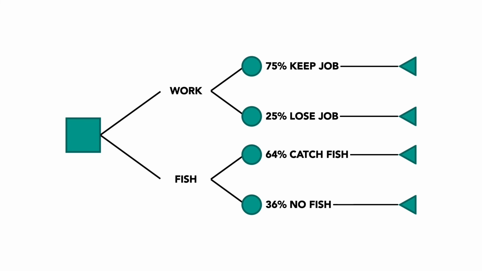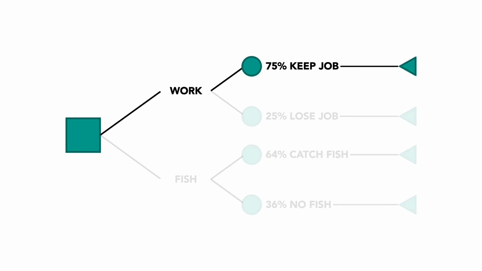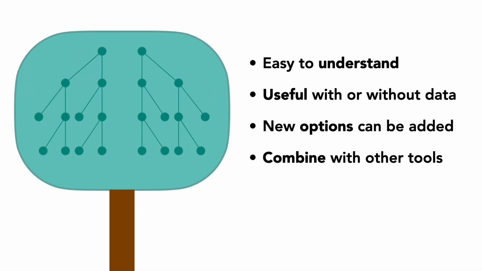By calculating the expected utility or value of each choice in the tree, you can minimize risk and maximize the likelihood of reaching a desirable outcome. In this case, it looks like we come out a sure winner if we choose the option of going to work. Decision trees remain popular because they are easy to understand. They can be useful with or without hard data, and any data requires minimal preparation. New options can be added to existing trees.